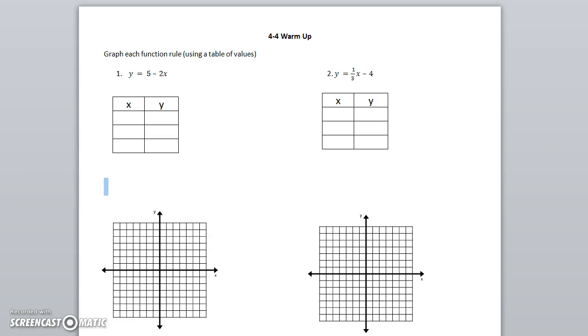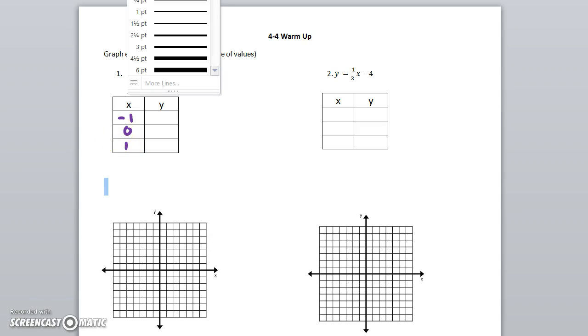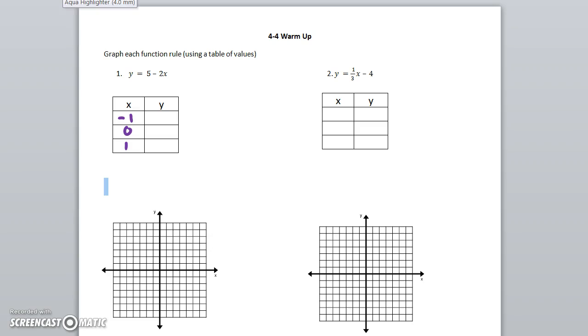So, graph each function rule using a table of values. That means the table that's provided on here is what I need to use. My typical numbers for doing so are going to be -1, 0, and 1. And I'm just going to plug in each of these values into the equation and then see what I get. So when I plug in -1, I get y equals 5 minus 2 times -1. Order of operations. Multiplying here, I have +2, so that's going to be 7.